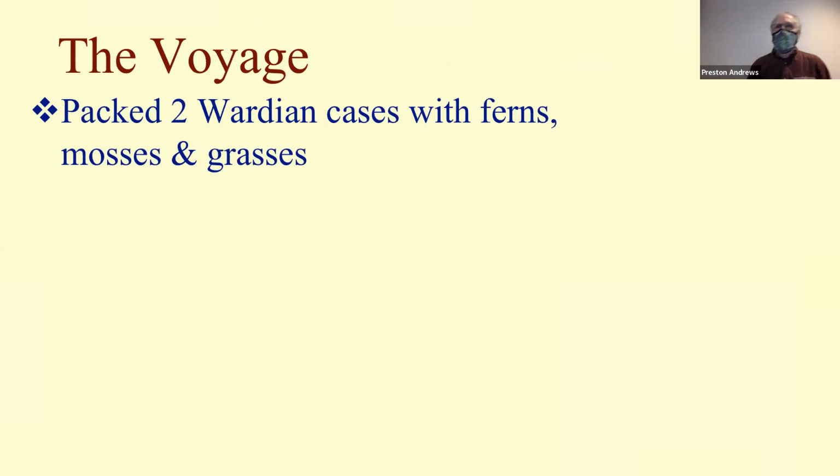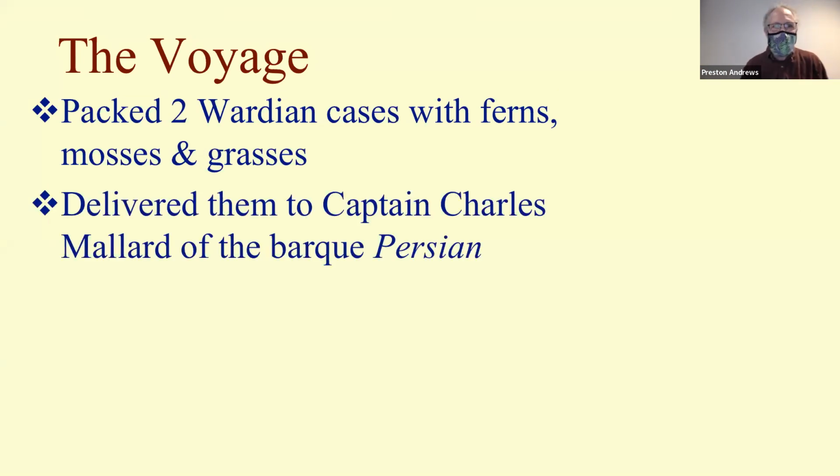So George Loddiges and Nathaniel Ward packed 2 Wardian cases with ferns, mosses, and grasses. They took them to Captain Charles Mallard of the Bark Persian, a type of sailing ship. And the Bark Persian was about to leave on the longest sailing voyage known at the time, from London to Sydney, Australia. 6 months at sea to get there.